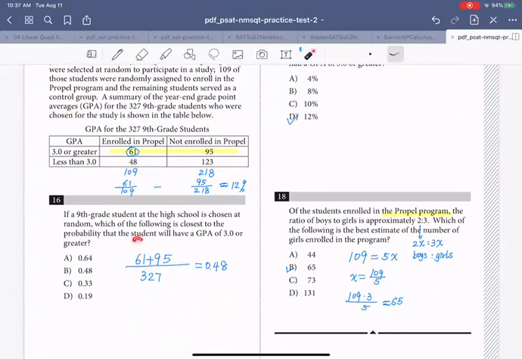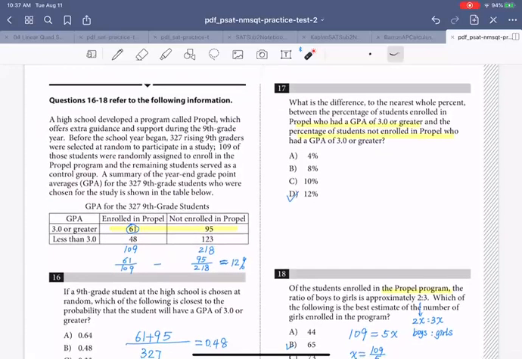This one asks me the probability that the student will have a GPA of 3 or greater. Did they mention something about this program? No. So I only care about the GPA. That means I'm going to use this row. This row is talking about GPA 3 or above. So I'm going to use this number divided by the total. That's it.